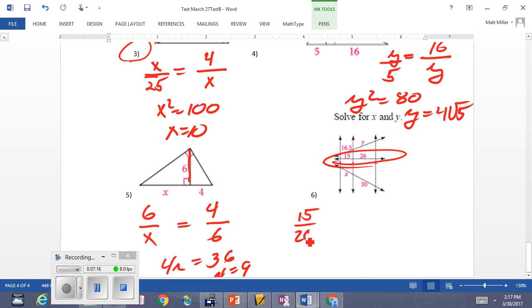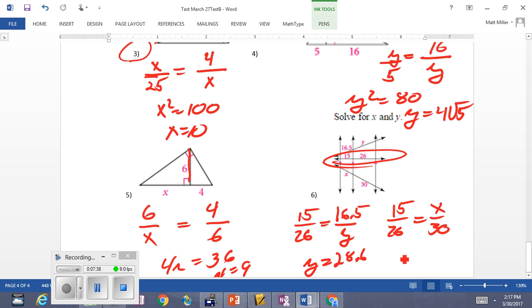15 is to 26, as 16.5 is to y. This is a corollary to the side splitter. You can cross multiply and find that y is equal to 28.6. And then we set up the same ratio. 15 is to 26 as x is to 30. Cross multiply there and find x equals 17.3. Okay, and that is the test in its entirety.